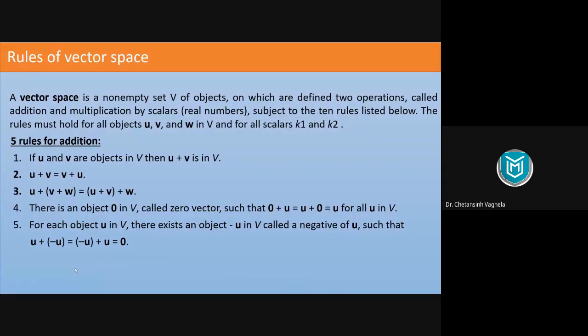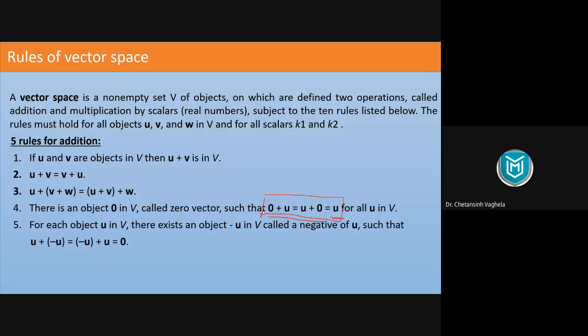Third one, associative law. That means if you change the association of 2 objects, it should not affect your final value. Whether you keep V and W in association or you keep U and V in association, your final answer should be same. Fourth is existence of zero element. In your set V, there should be one element which is entitled to be zero element. And if it is zero element, it should satisfy this property. 0 plus U is equal to U plus 0 equal to U. So we should have this zero element present in our set V.